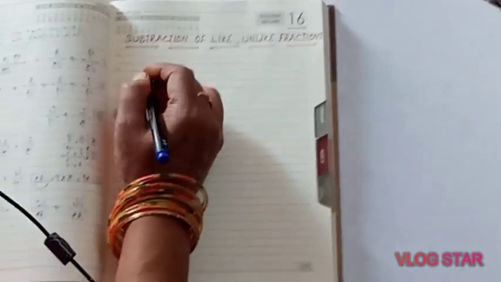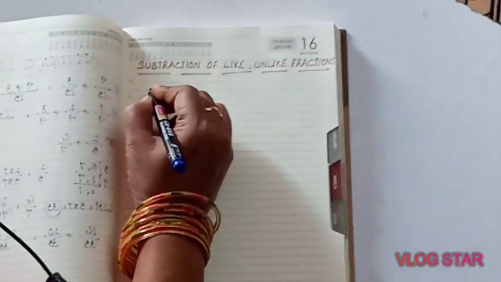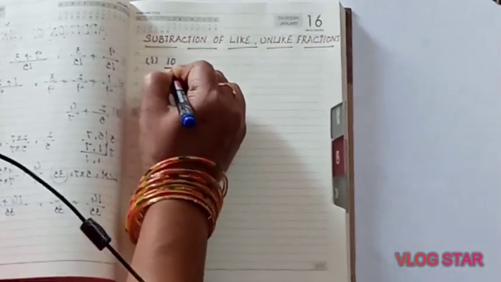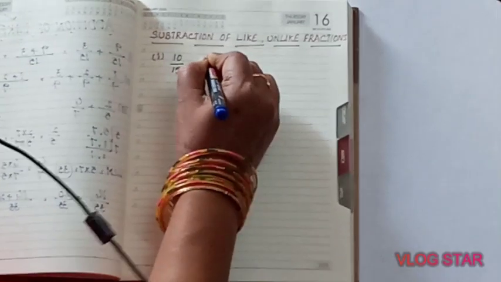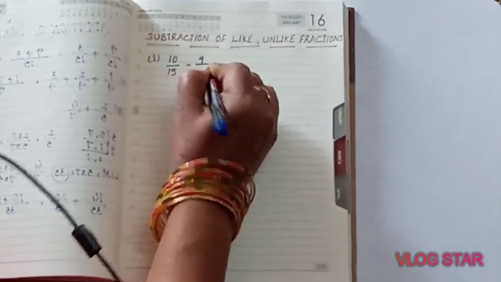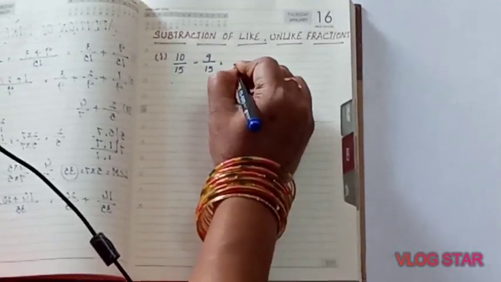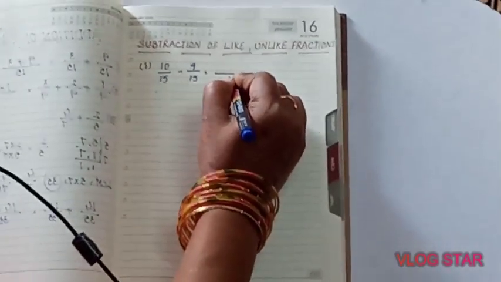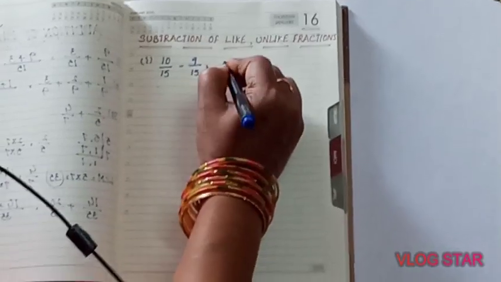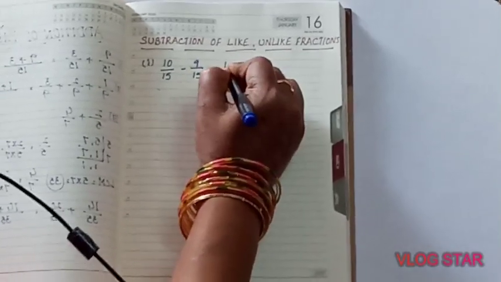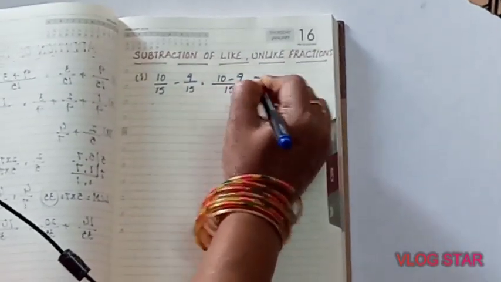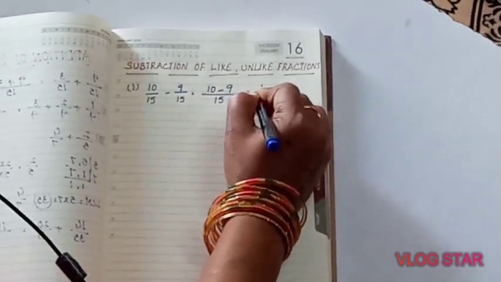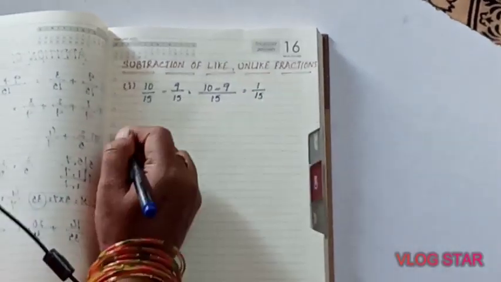Now we will see how to subtract like and unlike fractions. Here just see 10 by 15 minus 9 by 15. These two are which type of fractions? Like. So as we have taken the denominator a single time for addition, here for subtraction also you have to take the single number 15. Now write both the numerators. 10 minus 9, which is 1 by 15, is the result of this one.